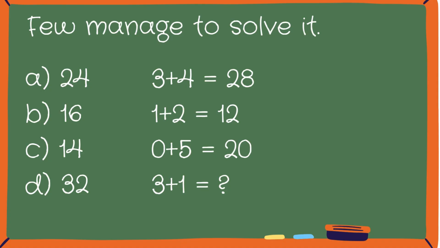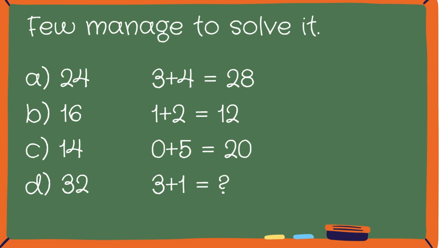Now we're going to solve a logical mathematical reasoning exercise. The exercise suggests 3 plus 4 equals 28. At first, that doesn't make any sense, but you'll soon understand. Then it says 1 plus 2 equals 12, 0 plus 5 equals 20. So 3 plus 1 will equal how much? That's exactly what the exercise is asking for.